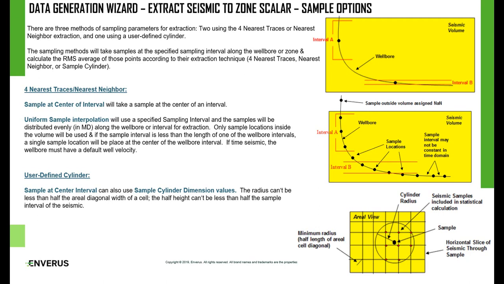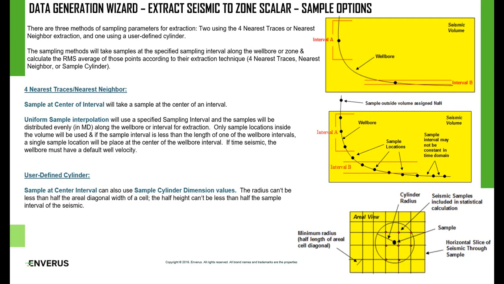A sample at the center of the interval will take exactly that, a sample at the center of an interval. Or you can do uniform sampling interpolation. That will use a specified sampling interval, and the samples will be distributed evenly in MD along the wellbore or interval for extraction. Only sample locations inside the volume will be used, and if the sample interval is less than the length of one of the wellbore intervals, a single sample location will be placed at the center of the wellbore interval. If it's time seismic, the wellbore must have a default well velocity.